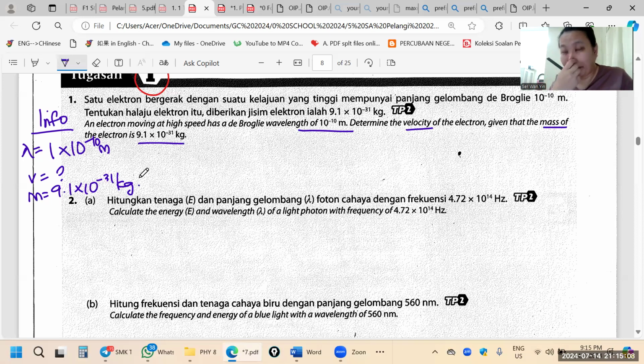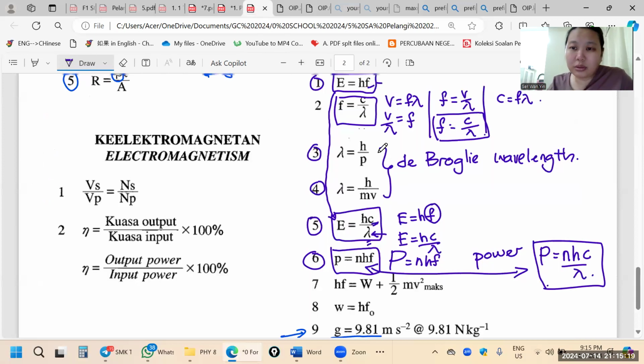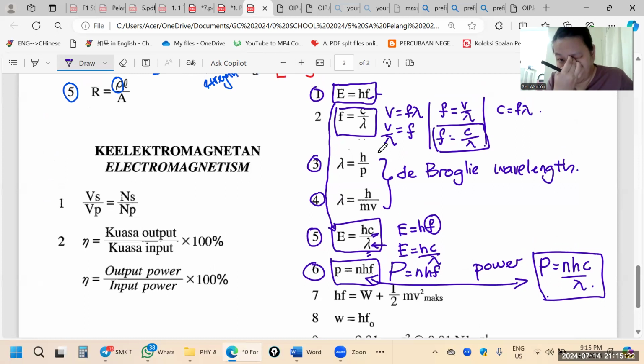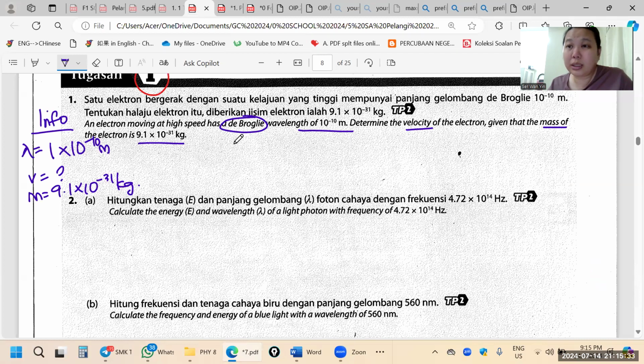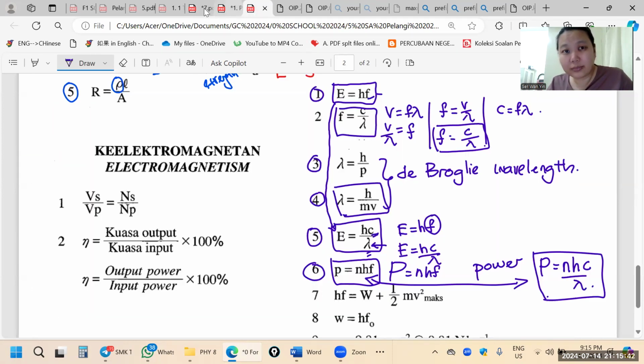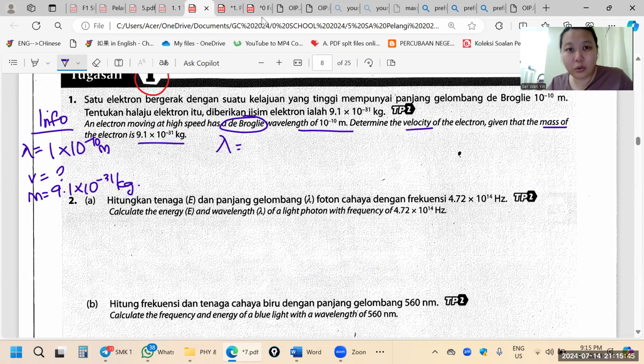So choose the formula, and according to De Broglie, we can use lambda, v, m. Which formula we can use? Obviously, this one, De Broglie wavelength. Lambda equals h over mv. So do not worry too much. I won't ask too many things. As long as you write info, you can get your formula. Lambda equals h over mv.